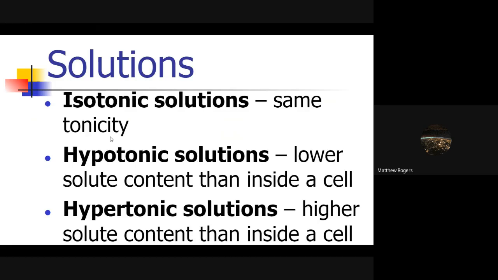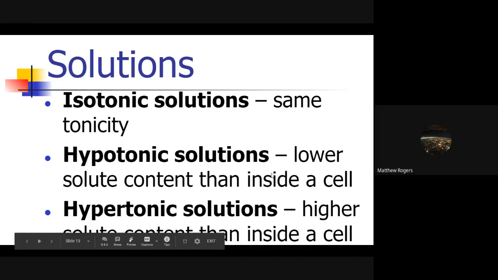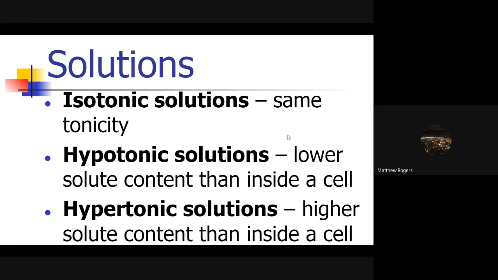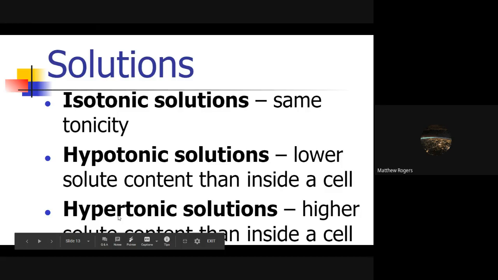So isotonic means same tonicity. Hypotonic means lower solute content than inside a cell. Hypertonic means higher solute concentration than inside a cell. So if I put a cell in a hypotonic solution, the cell has more solute, so the water goes in that direction. So if I put a cell in hypotonic, the cell gets bigger. Water's going in. If I put a cell in hypertonic, the water outside of the cell has more concentration, so the water is going to leave the cell.